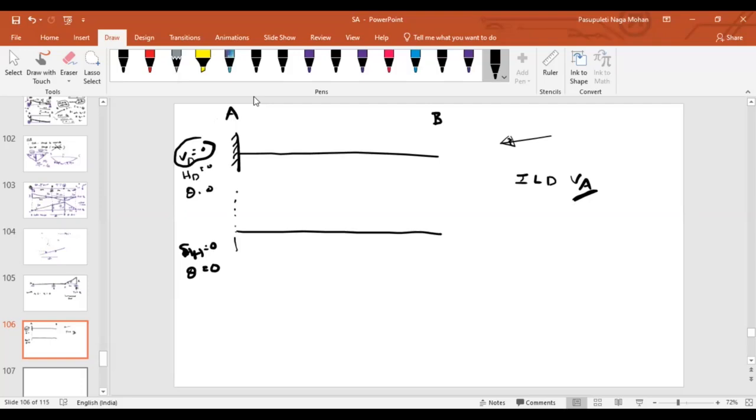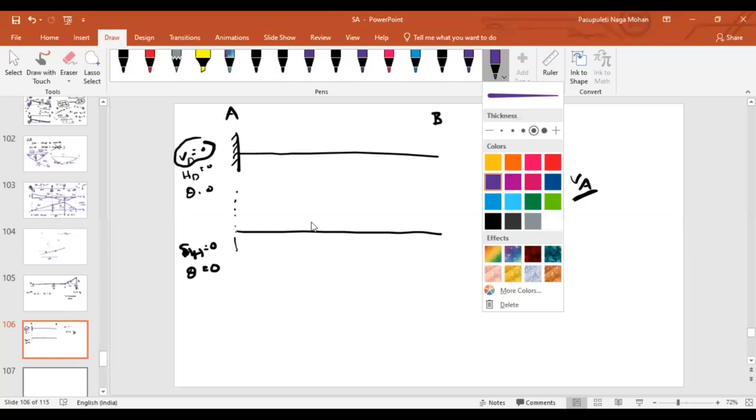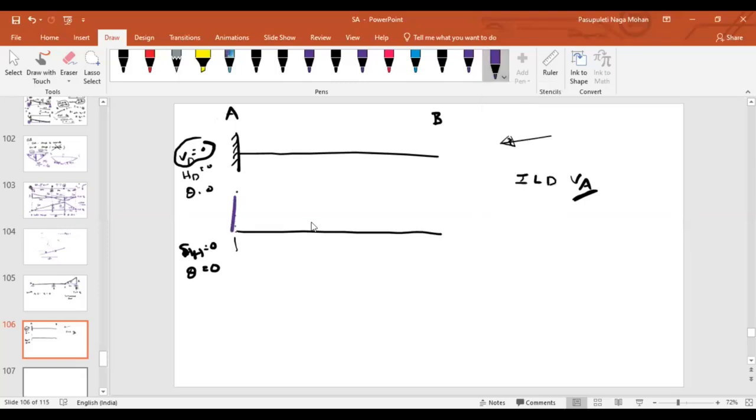The member will be horizontal or inclined if rotation is 0. Horizontal, right? So I have to move this by displacement 1. And then I can see the rotation will be 0. If the rotation is 0, the member will be horizontal. At joint B, it is a free end. It can allow vertical deflection, horizontal deflection, and rotation. But what you can see, as the slope is equal to 0, here the member will be horizontal.